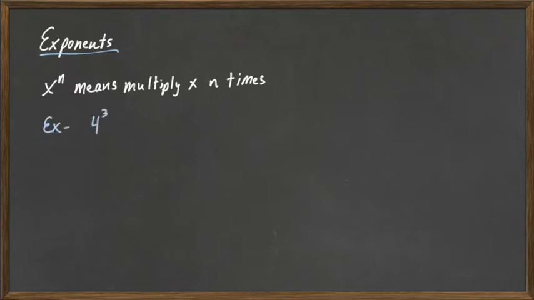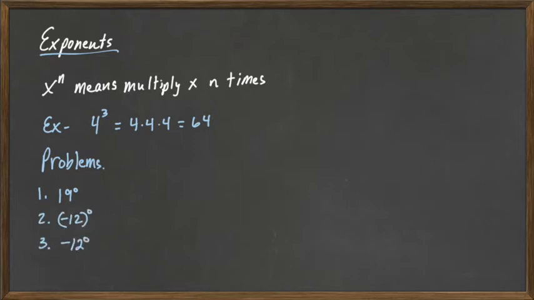So for example, if you have 4 to the third power, or 4 cubed, that means multiply three 4s, and you get 64. All right, let's look at some other problems. So the first one is 19 to the 0 power. Now we'll talk about the answer here in more detail in just a few minutes, but anything to the 0 power is actually 1. So 19 to the 0 power is 1. Anything to the 0 power is 1.